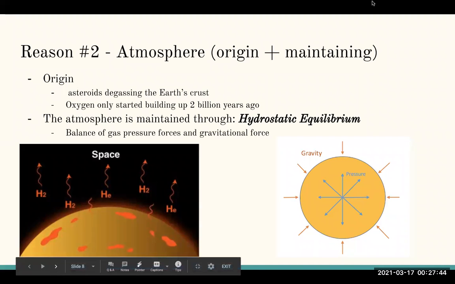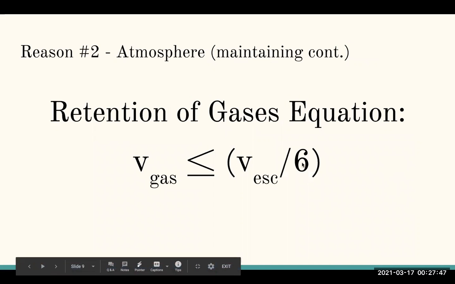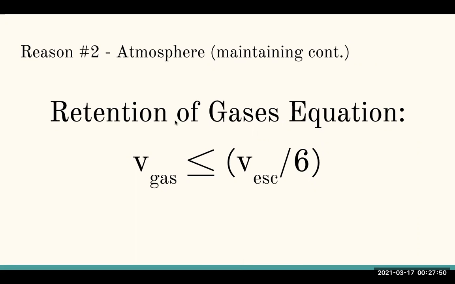Next slide. So just to reiterate, the maintaining of gas particles in our atmosphere, and why the gas particles don't just fly away. It's a rule of thumb approximation, with just a little bit of physics. You can get this equation that's basically saying the velocity of the gas particles, which is basically just speed with a direction, has to be less than or equal to the escape velocity of the planet divided by 6.